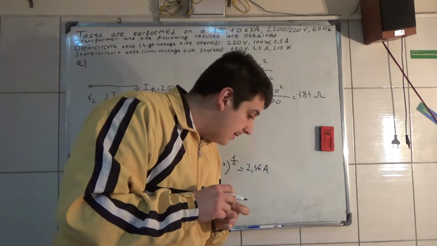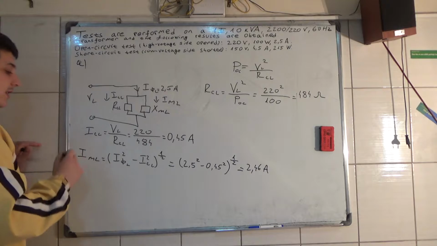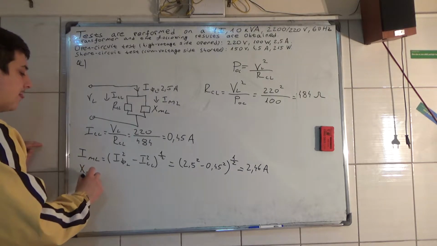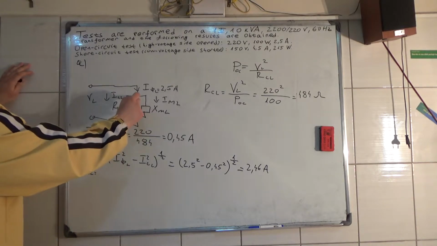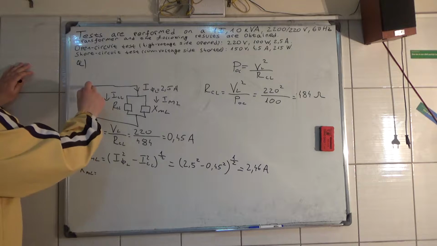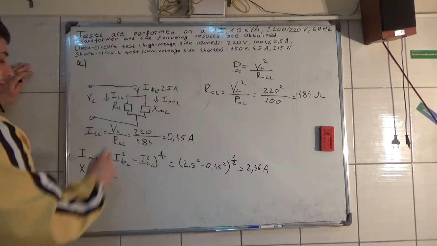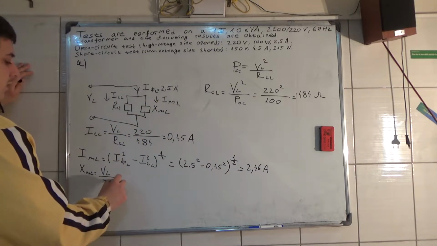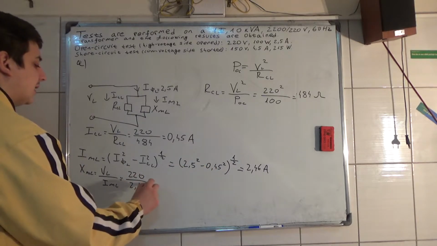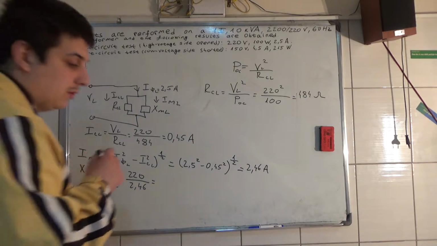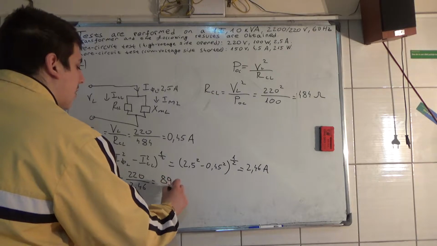Okay, now the reactance of the magnetizing circuit is equal to the voltage, which is VL. You know that this is on the same potential, so VL divided by the current. We get 220 volts divided by 2.46, and that is equal to 89.4 ohms.